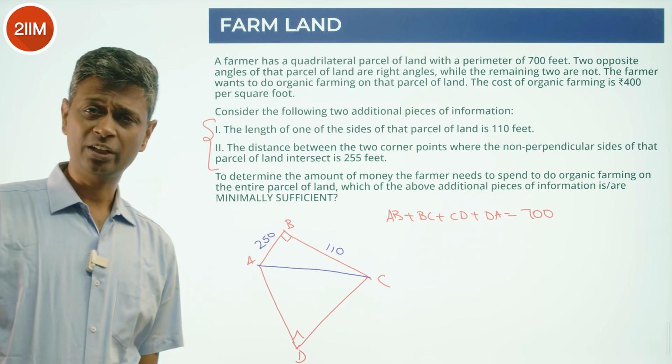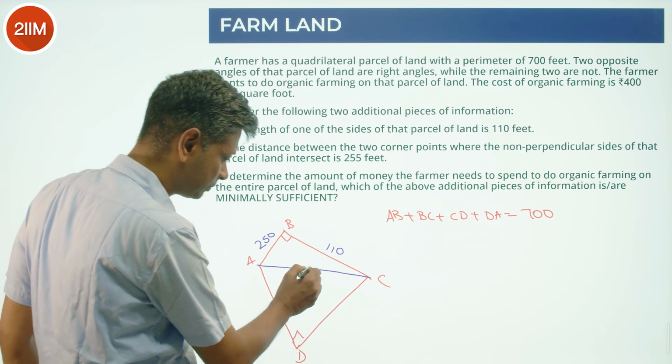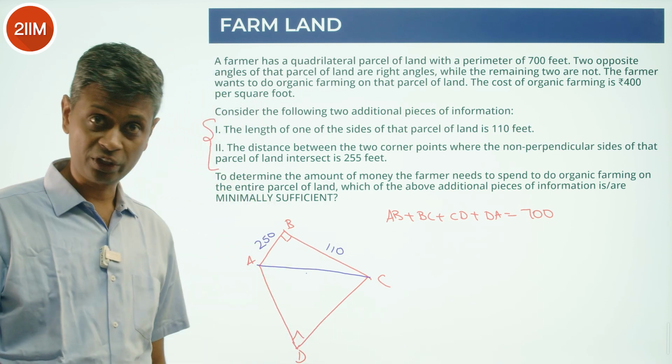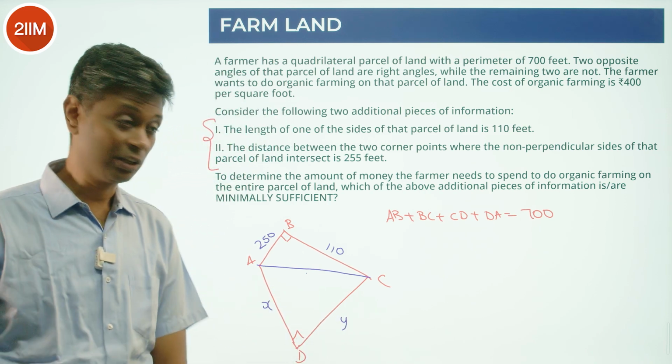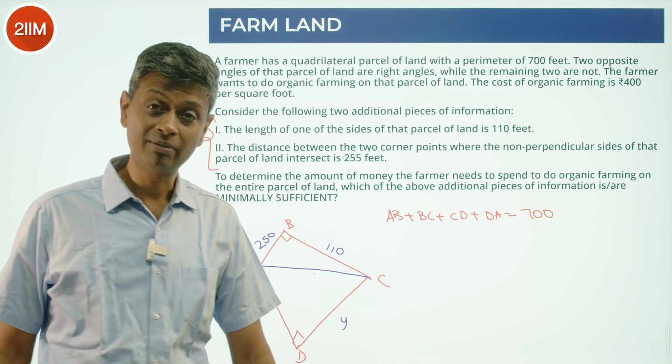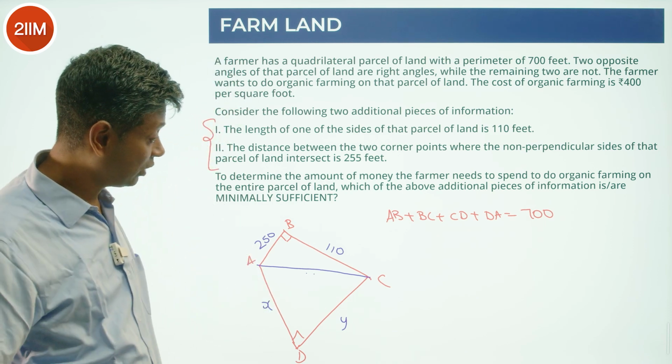250 square plus 110 square, whatever that number is, I find that here. 360 is gone, 340 remaining. This is x, this is y. X plus y is 340, x square plus y square is this. I can find a solution. So there is one combination.